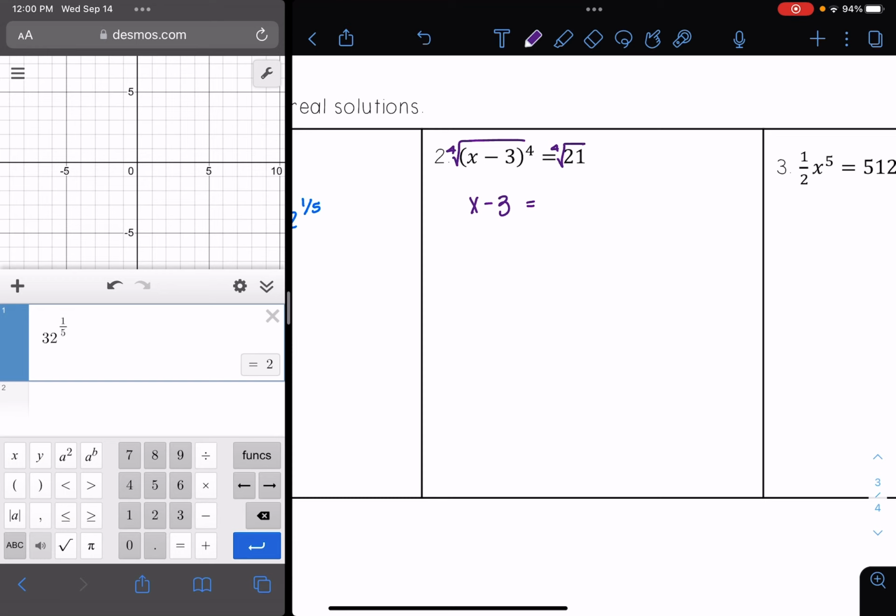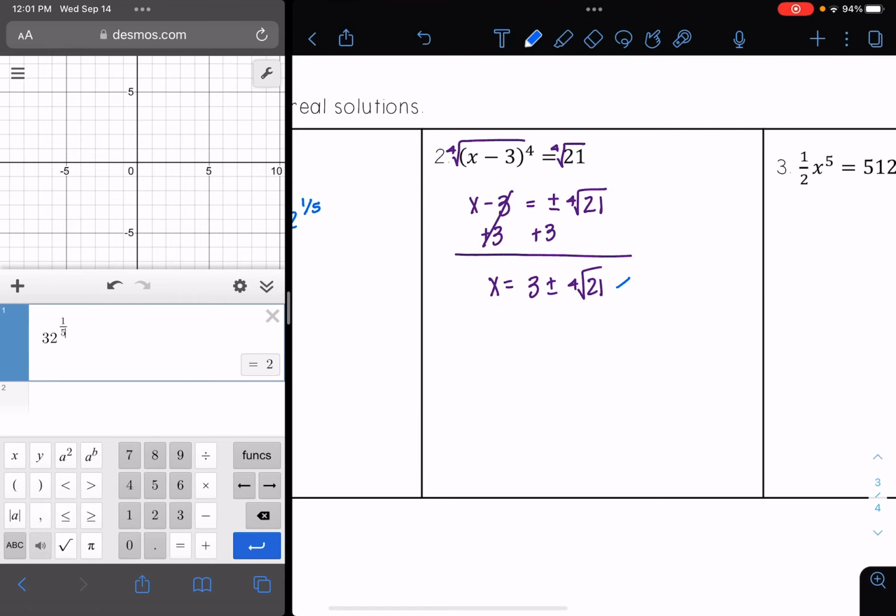That's not going to end up being an integer, and so I'm just going to write that as the 4th root of 21. Here you need to be careful since I am taking an even root. This is going to be plus or minus the 4th root of 21, just like when we had square roots. Next, I want to add 3 to both sides. And now I'm going to have two different answers.